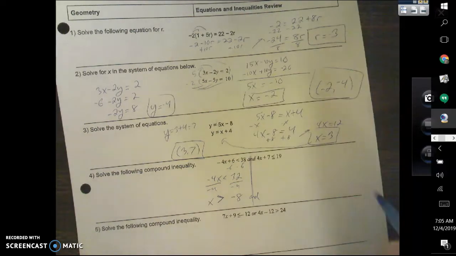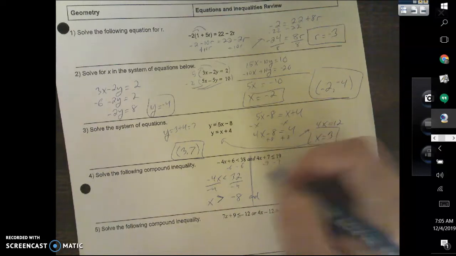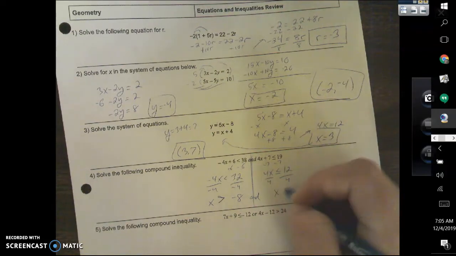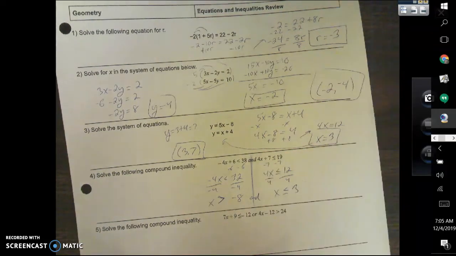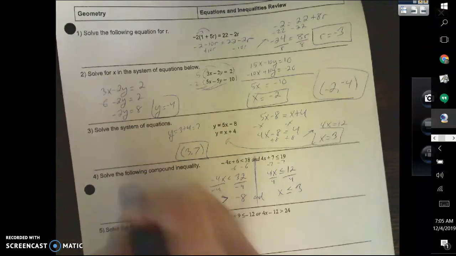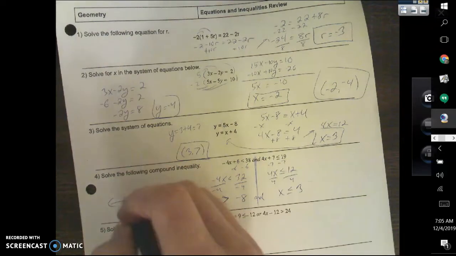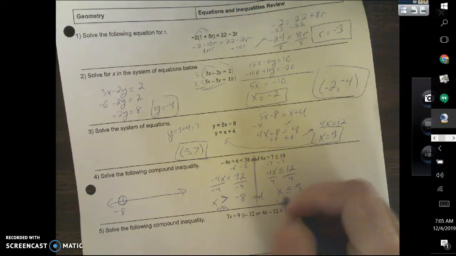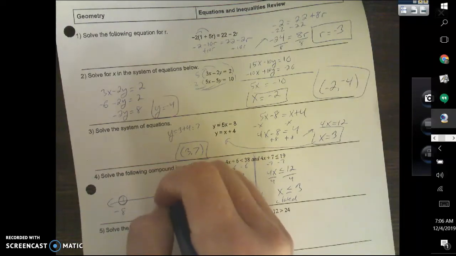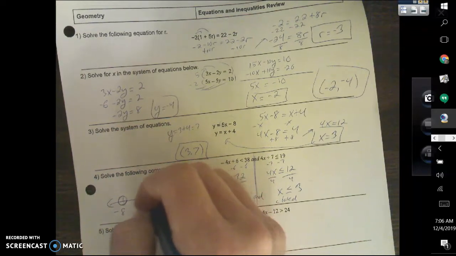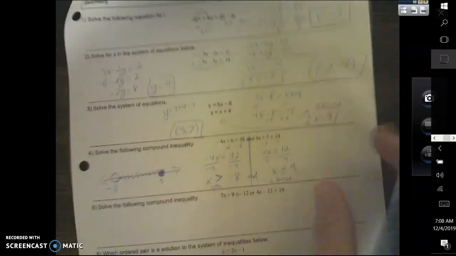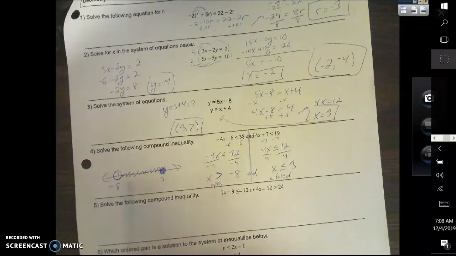Still the word and there. Subtract 7. 4x is less than or equal to 12. Divide by 4. X is less than or equal to 3. So greater than -8 and less than or equal to 3. If you had to graph it, -8's back here, open circle. This is closed at 3. Okay, done. You're good to go. Awesome stuff. And typically with and compounds, they meet in the middle.